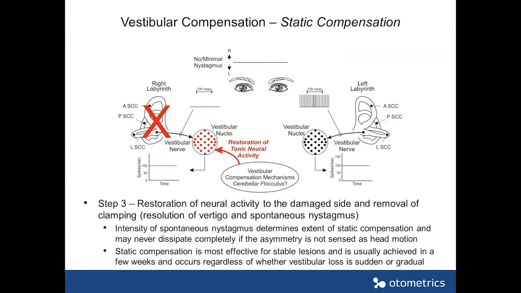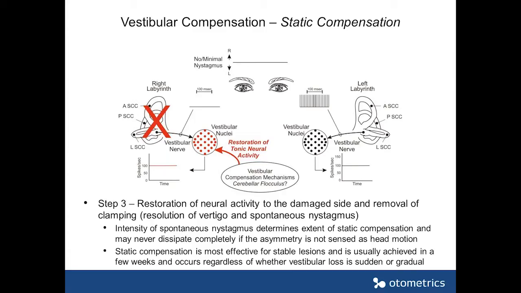maybe a few more days, maybe a week or so, maybe 2 weeks, and this changes from one person to another. It depends on the age, activity, and many other factors. You will get to a point where the neural activity to the intact side is restored to its baseline level, the clamping is removed, and the neural activity on the damaged side has come up to the pre-lesion level at the vestibular nuclei.